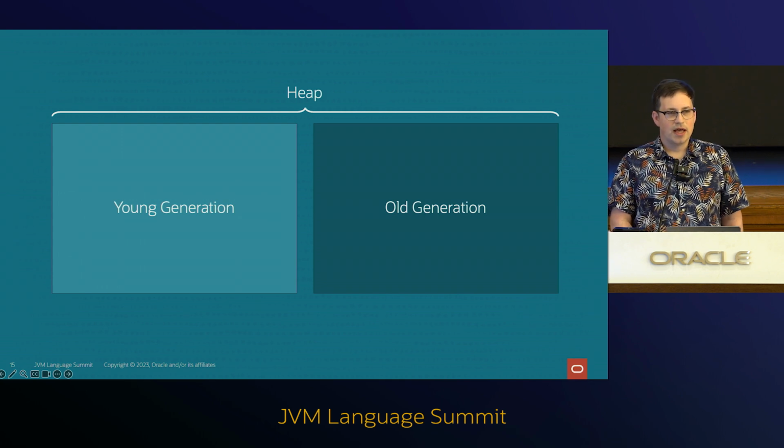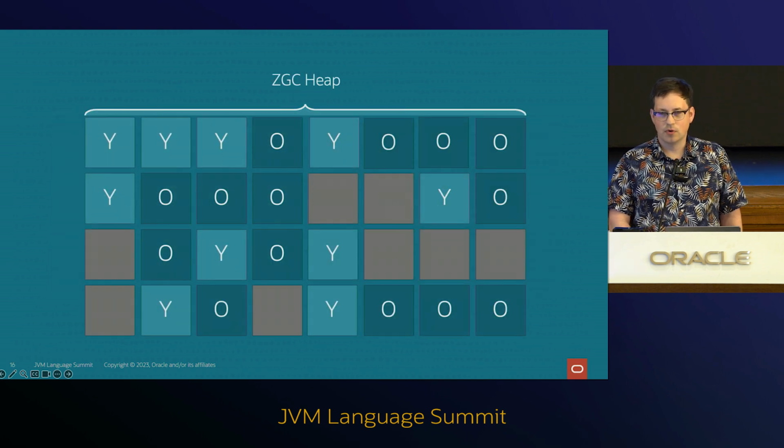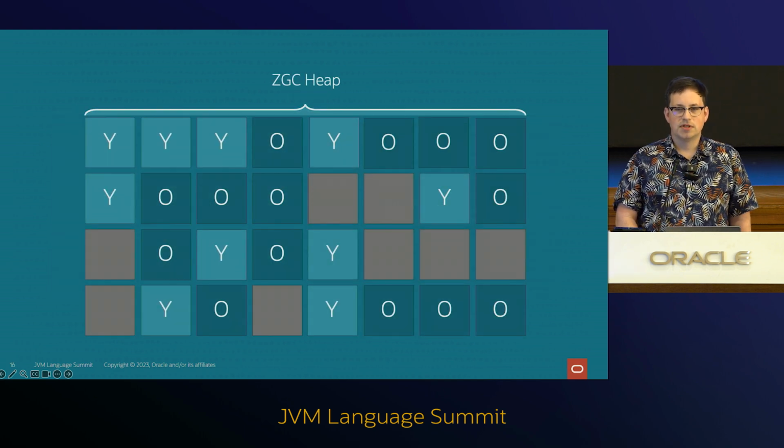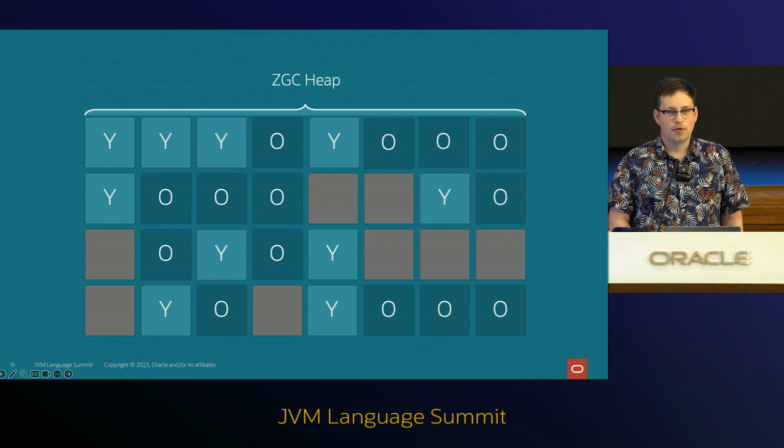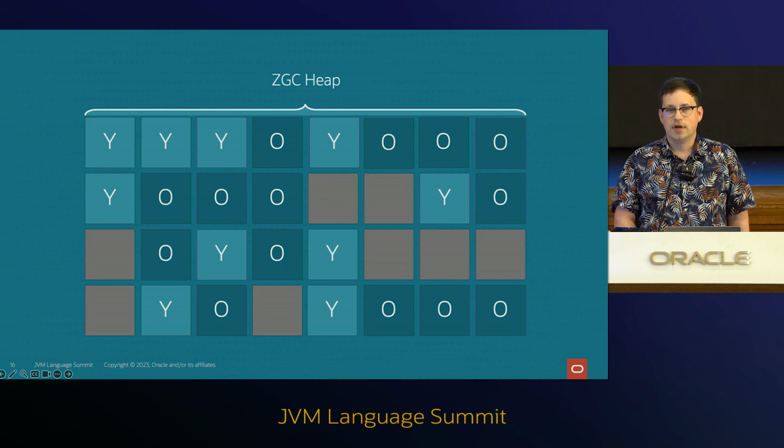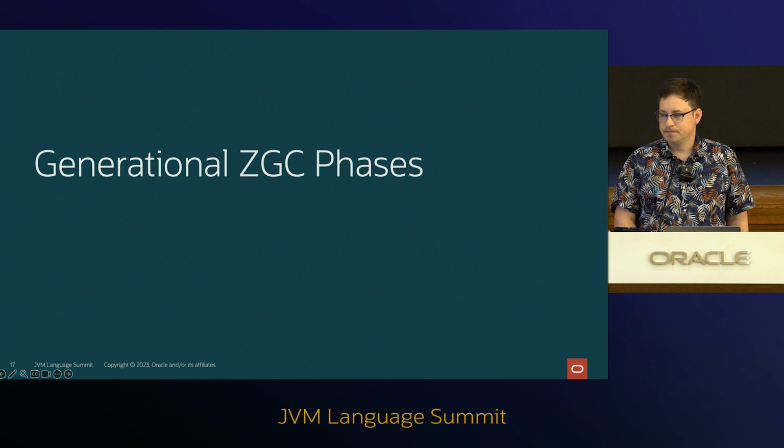Now, I mentioned that we have this split between a young generation and an old generation, but in the memory layout, we have a discontiguous heap based on regions. So it looks a bit more like this, that we have a bunch of regions, and each region can be young or old, and then you have some free memory in the cracks between.